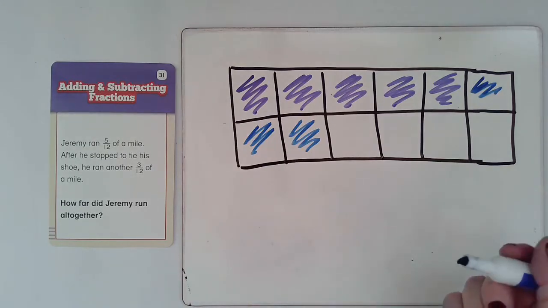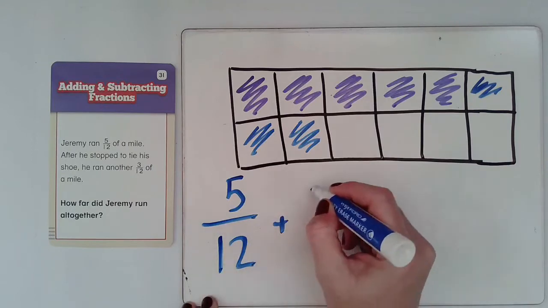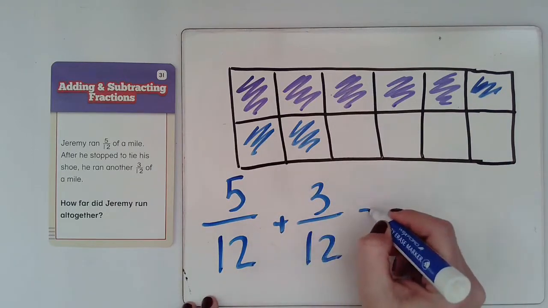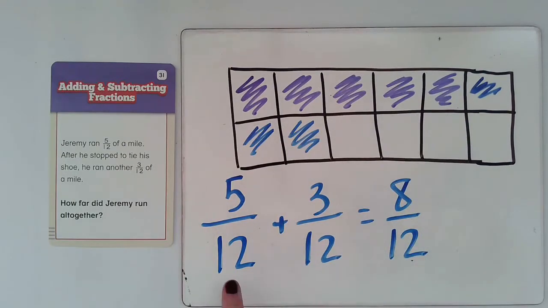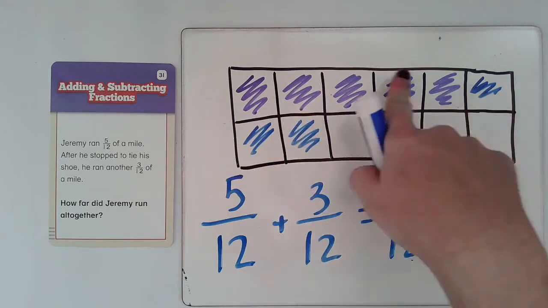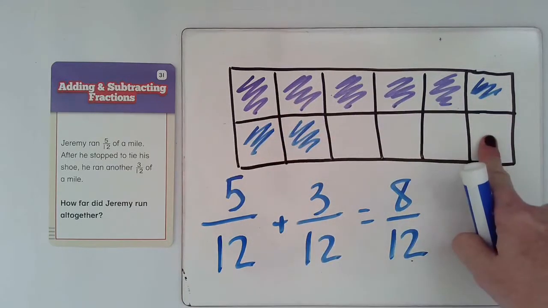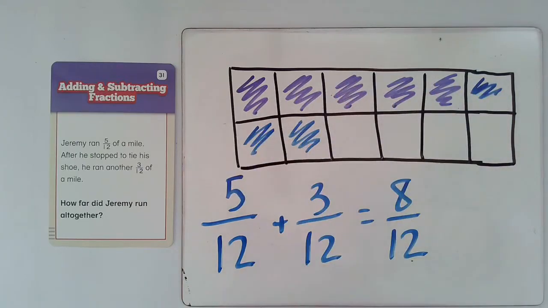Now we can show that in our equation here. We can say 5/12 and 3/12 gives me 8/12. Okay, and notice how the denominator did not change because I didn't change the equal amounts that I had here. Okay, the only thing that changed was what I shaded in, okay, and what I put together, which would be 8/12. Okay, let's look at our last problem.